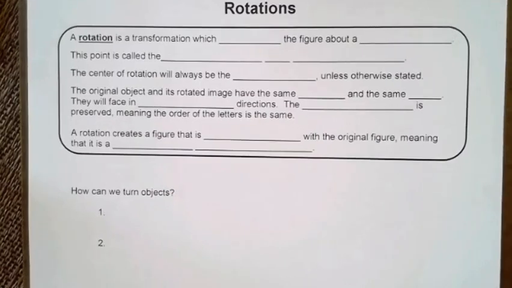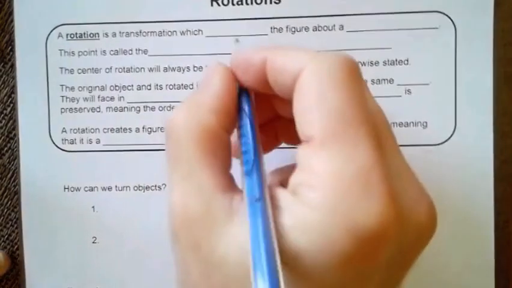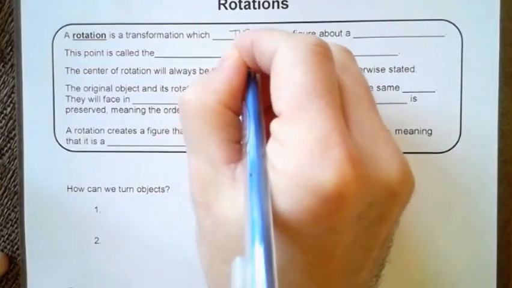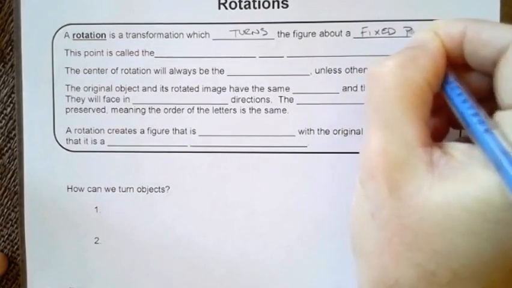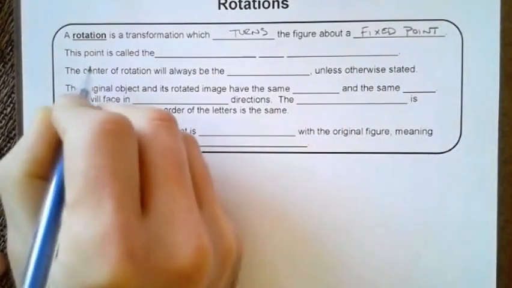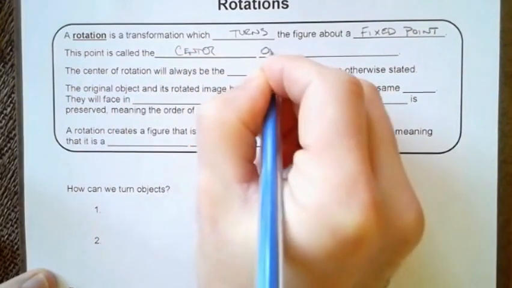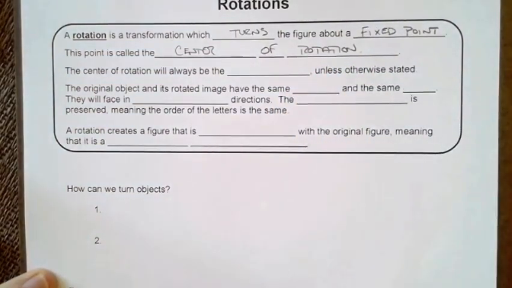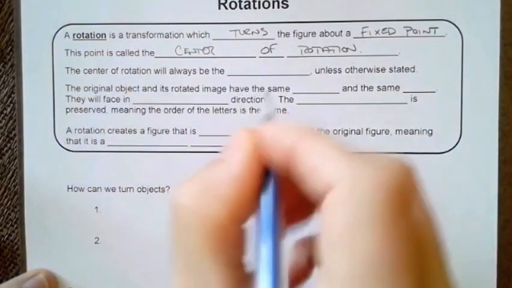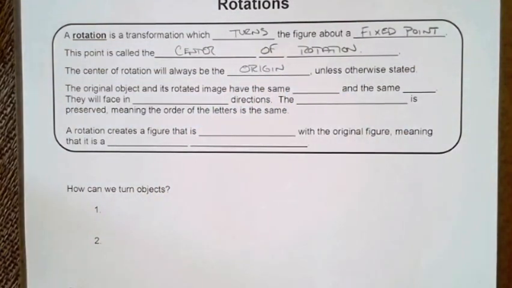In this video, we're going to learn about rotations on the coordinate plane. A rotation is a transformation which turns the figure about a fixed point. This fixed point is called the center of rotation. For our purposes in this class, the center of rotation will always be the origin. You'll be seeing different centers of rotation in a high school geometry class.